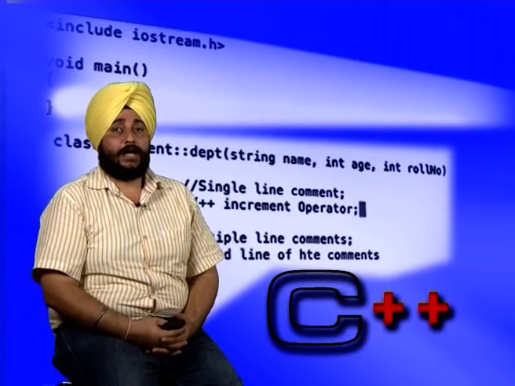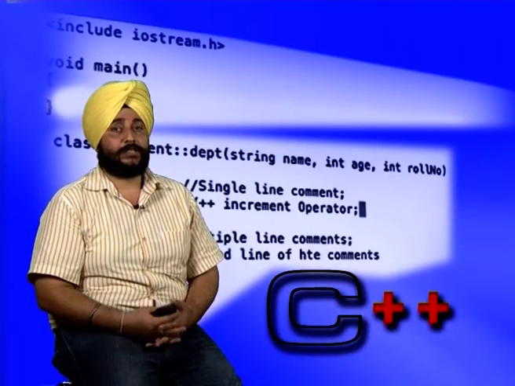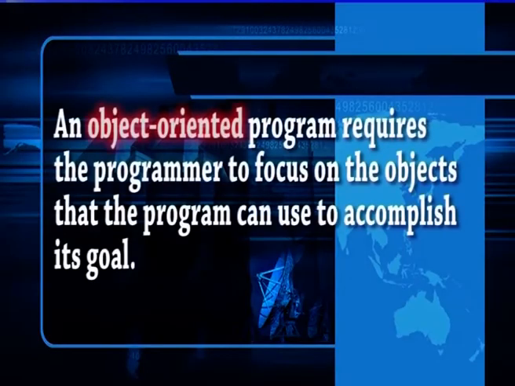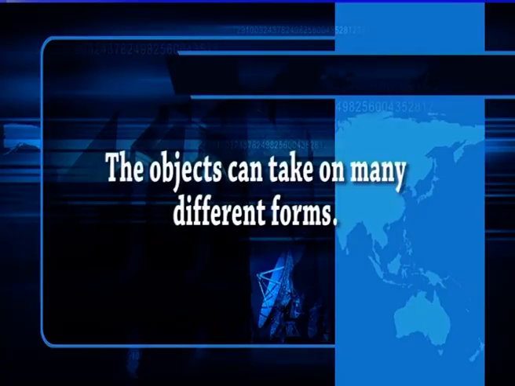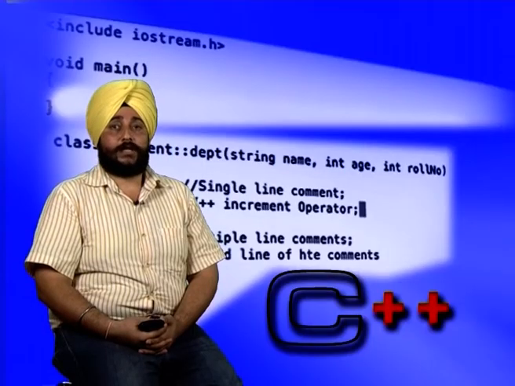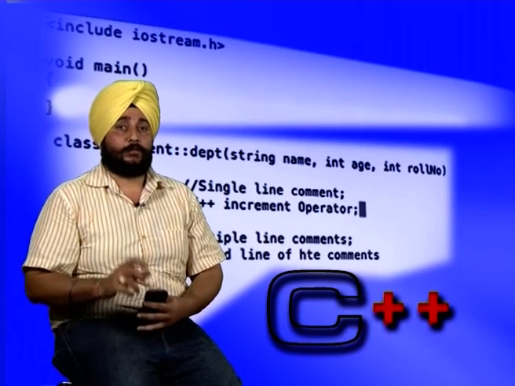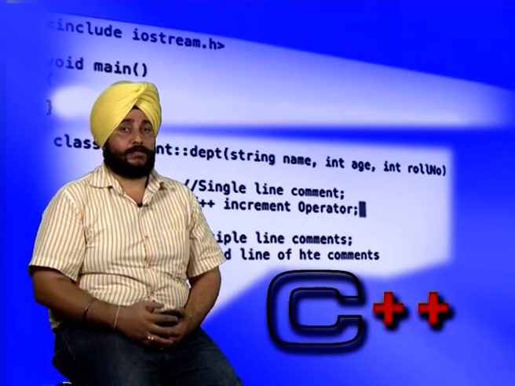More advanced high-level languages can be used to create object-oriented programs in addition to procedure-oriented ones. An object-oriented program requires the programmer to focus on the objects that the program can use to accomplish its goals. The objects can take on many different forms. For example, programs written for the Windows environment typically use objects such as checkboxes, list boxes, and buttons.